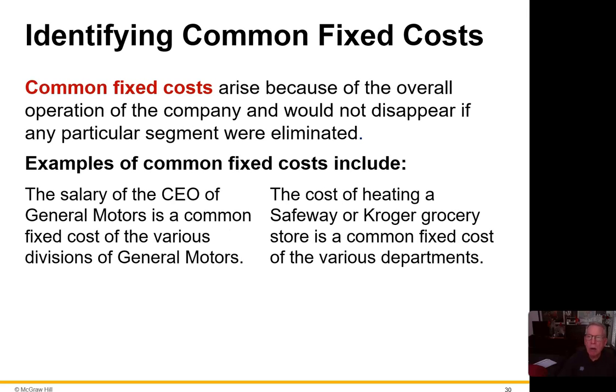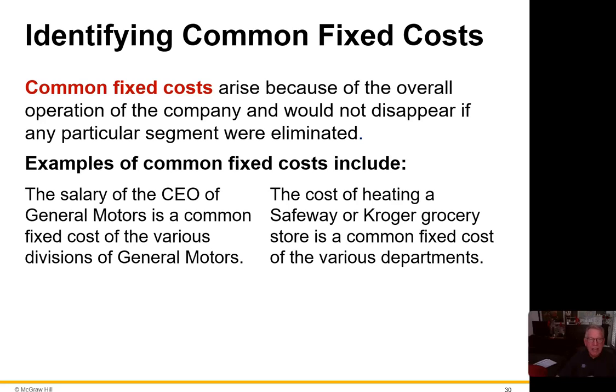Okay. Now, common fixed costs arise because of the overall operation of the company and would not disappear if any particular segment were eliminated. Examples of that would be the salary of the CEO of General Motors, a common fixed cost of various divisions of General Motors. It's not going to go away if I make one of the divisions go away. So that's the key example in common fixed costs.